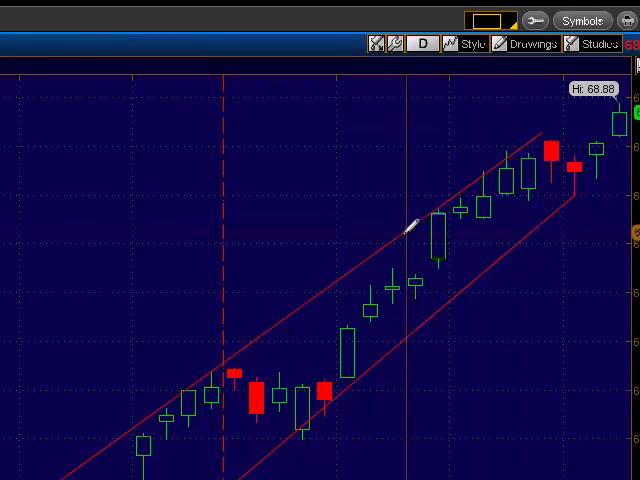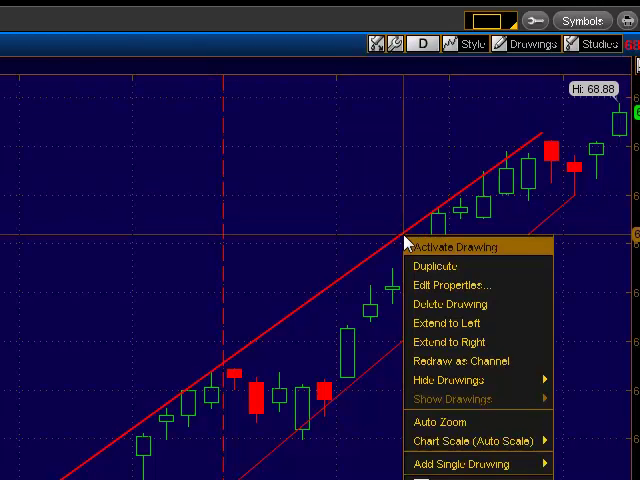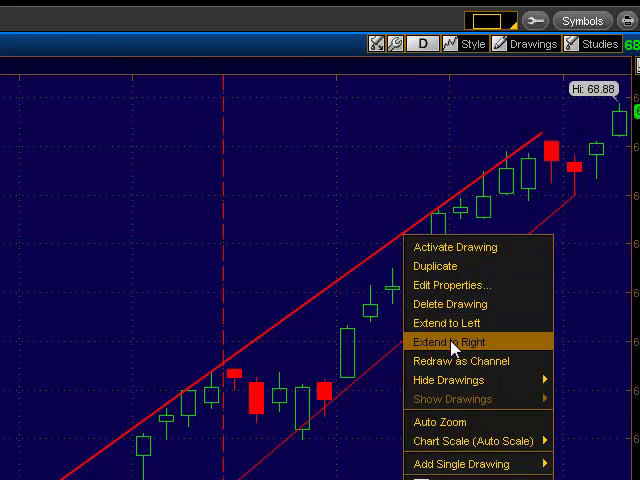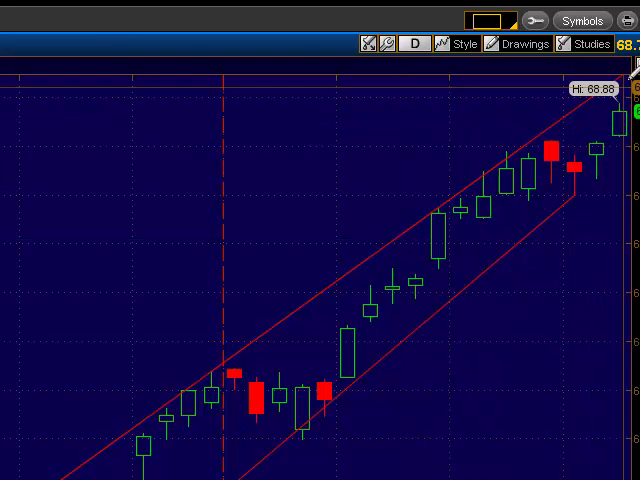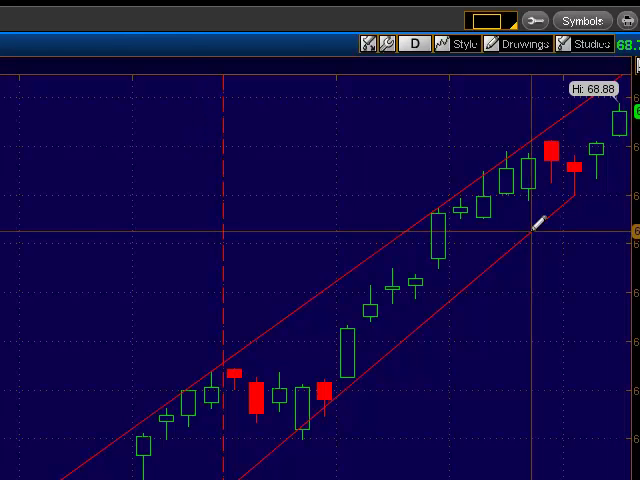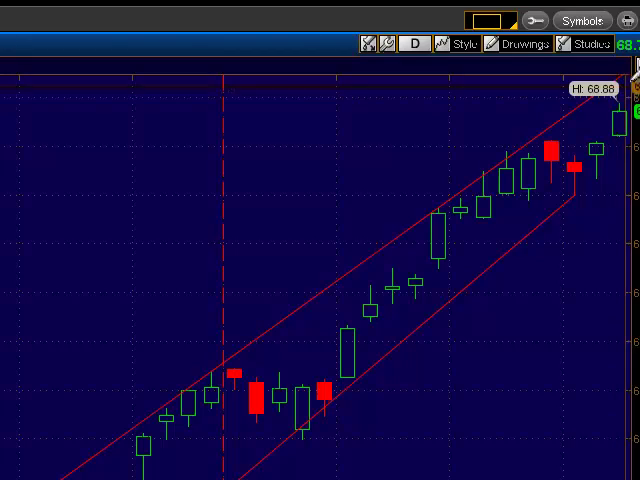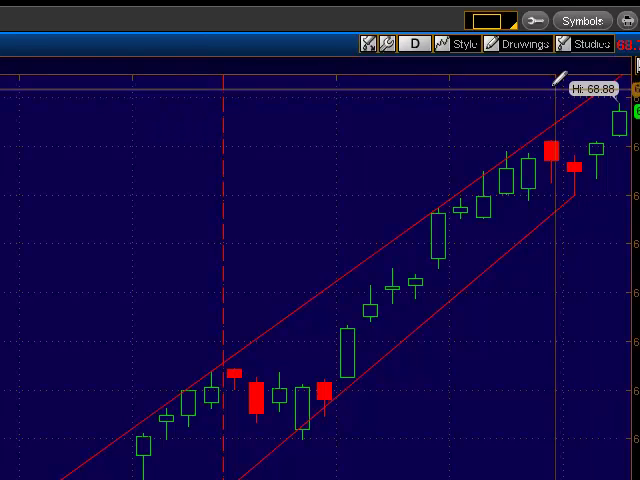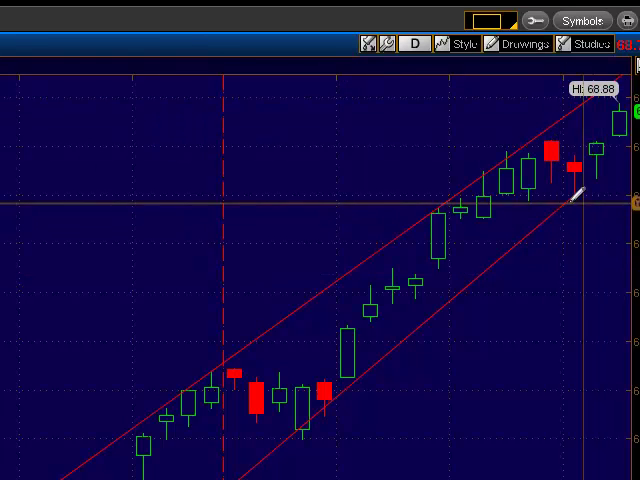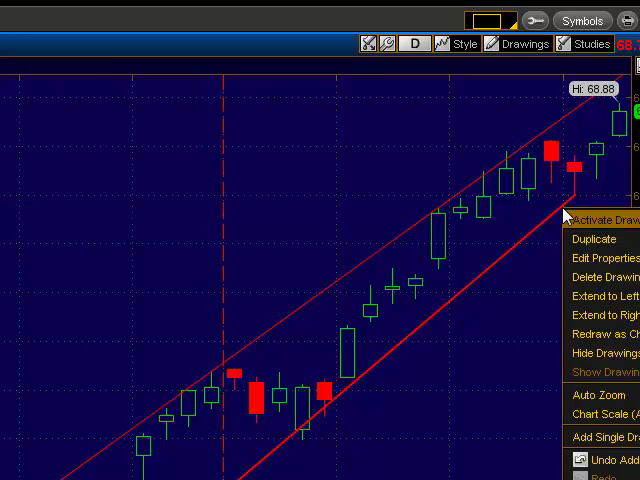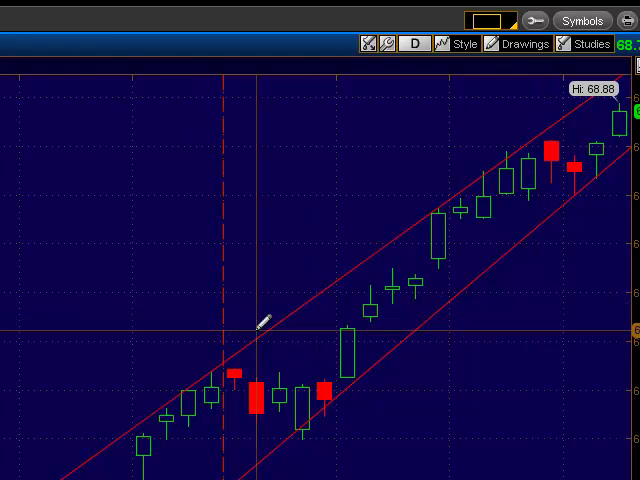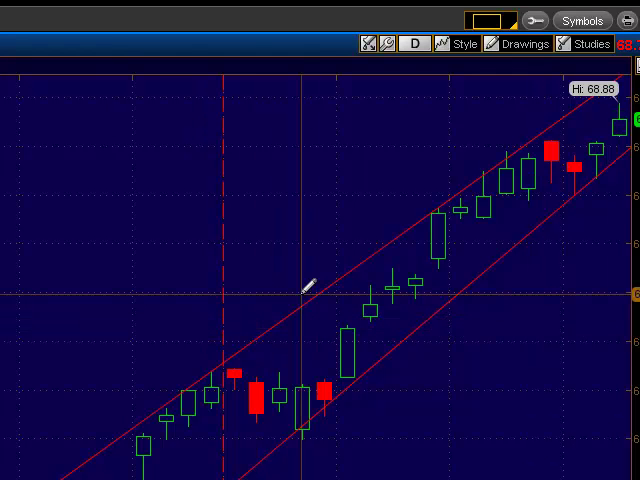channel here. And what I mean by a channel is, if I right click on this and I extend this to the right, I would expect, based on this chart pattern, that the IWM is going to come up here somewhere in the neighborhood of about 70, and then we'll probably pull back just a little bit. Okay, now is that for sure going to happen? Absolutely not. But we're going to assume that for this particular trade.